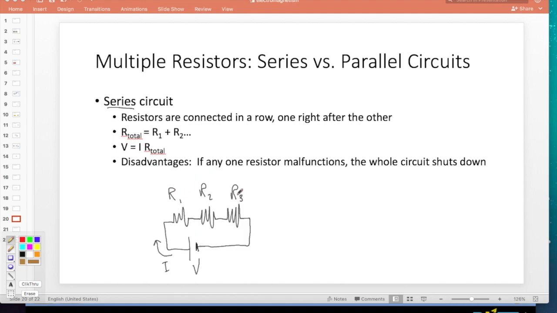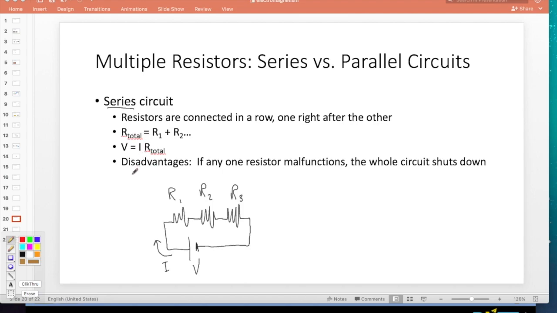More resistors means more total resistance. The total resistance is simply the resistances added together. And so Ohm's law still takes effect, V equals IR, but now I'm looking at the total of all the resistors added together. So if I keep adding more resistors, what's going to happen? My current is going to drop. Remember, current and resistance are inversely related. So add more resistors, have more total resistance, my current's going to go down.